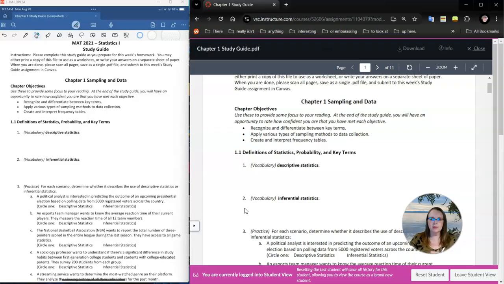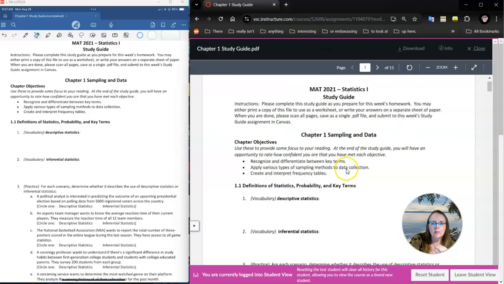So again, you can download this and print it, or you can just have it somewhere where you can see the questions so that you can follow along. Okay, so once you've got it in a place where you can use it, however you're going to use it, what you'll want to do is start going over what the instructions say to make sure that you understand them.